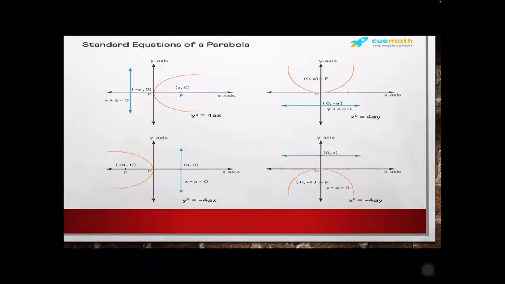The formula that we will have here is, kung opening siya to the right, itong number 1, you will have y squared is equal to 4ax. This is the formula that you have to use. Next, kung siya naman ay opening to the left, itong number 2, siya ay y squared is equal to negative 4a. Ito yung kanyang formula na susundin.